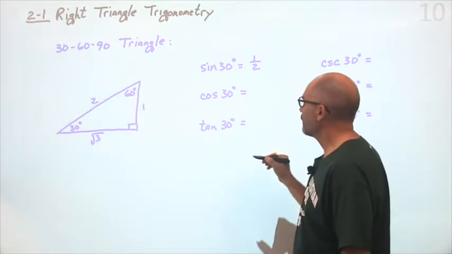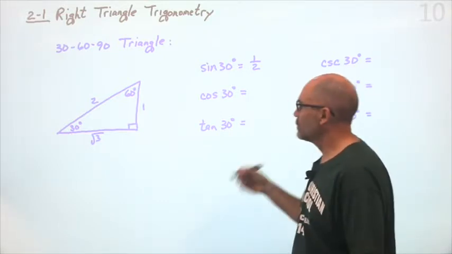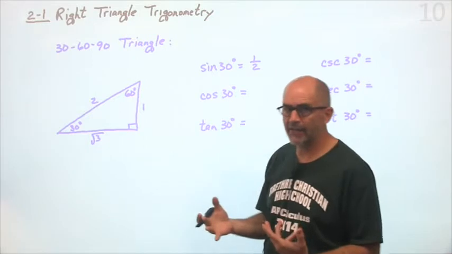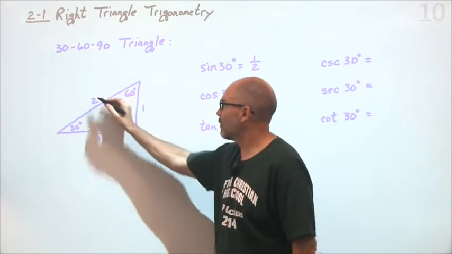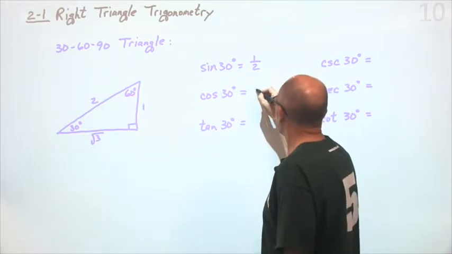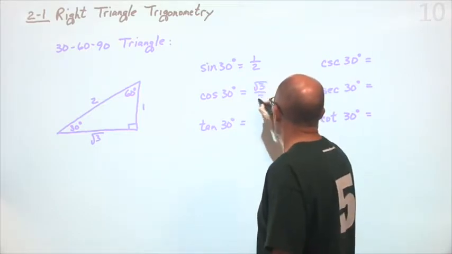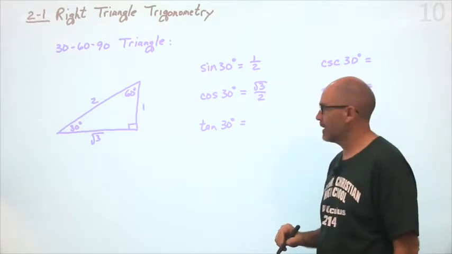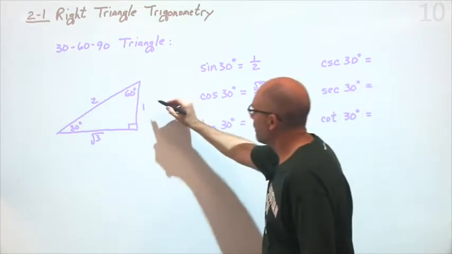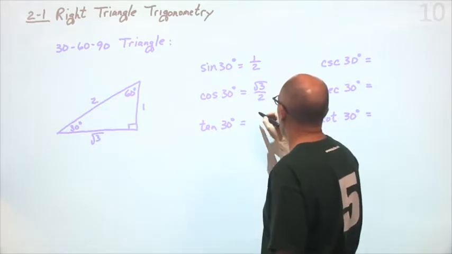Now, cosine of 30 degrees. Now, you should be able to do this a little bit ahead of me. You know what's coming up. Cosine of 30, adjacent over hypotenuse, is square root of 3 over 2. Tangent of 30. Well, that's opposite over adjacent, which is 1 over the square root of 3.